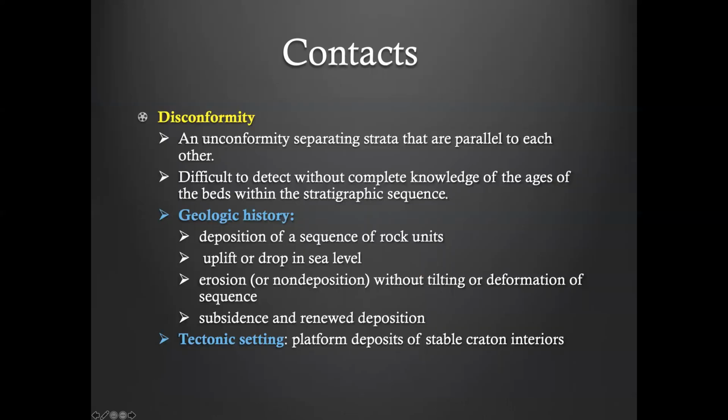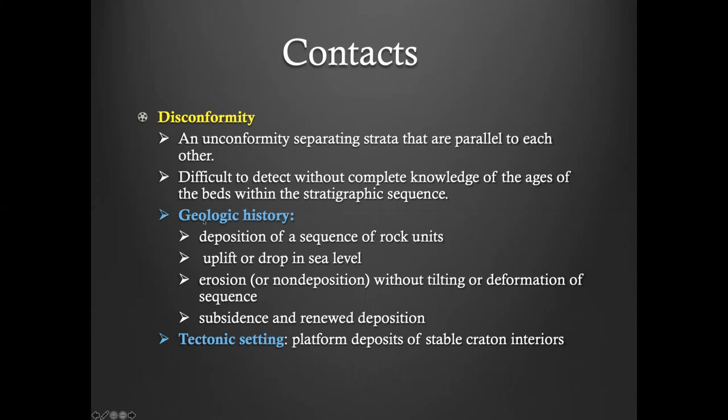Let's start with a disconformity. And what I've done here is I've tried to give you a geological history of disconformities. And you really should start learning this. This is something to put into your mind and memory as to, if I think of a disconformity, what is happening in the geologic history? What is the tectonic setting in which that occurs? So a disconformity is an unconformity separating strata that are parallel to each other. It's difficult to detect without complete knowledge of the ages of the beds within the stratigraphic sequence. So this comes back to the geologic time scale, and it comes back to understanding fossil sequences and aging of rocks. And how do we know what rock is older than another?